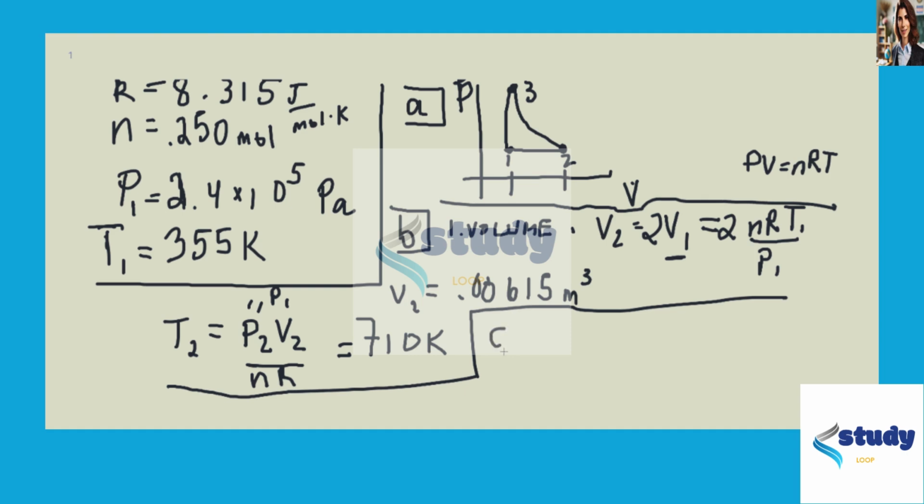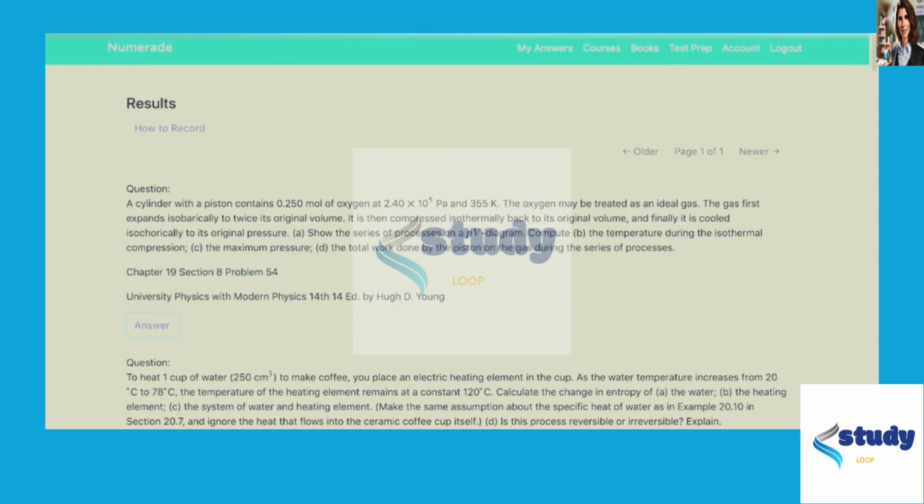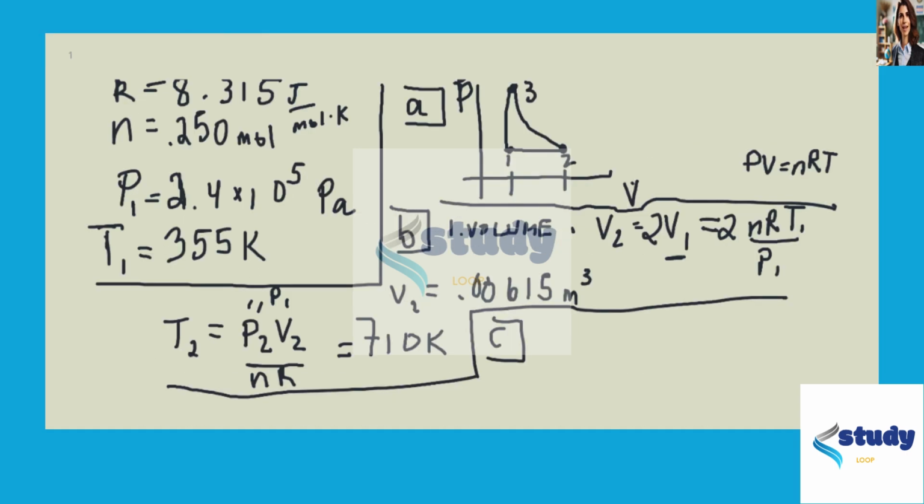Great. And for part C, it asks for the pressure. Let's double check the maximum pressure. Okay, the maximum pressure is the pressure at 3, so we need to find the pressure at 3. For isothermal processes, the quantity PV stays the same, because nRT stays the same, assuming the number of moles doesn't change, and R is a constant. And by construction, T doesn't change if it's isothermal. So you can say P2V2 equals P3V3.